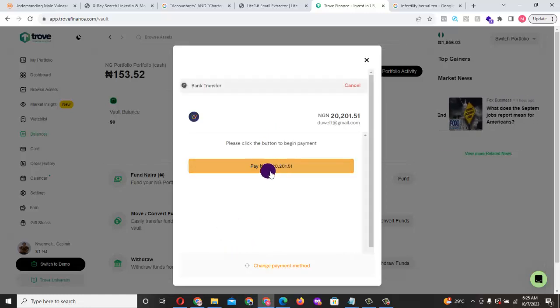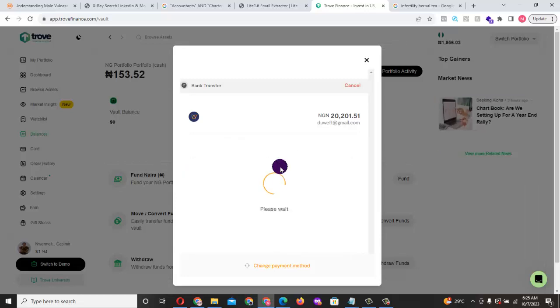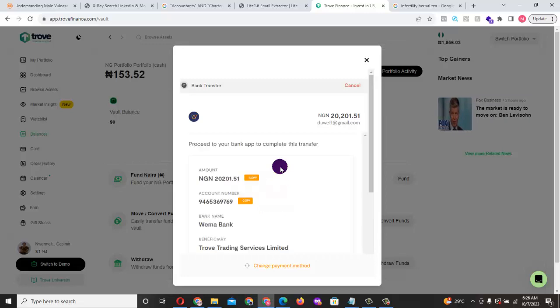Okay, good. So how much am I paying? I'm going to be paying 20,201 naira 51 kobo. So I'll click on it. That will generate an account for me. Then I will log into my mobile bank account. This particular account, which is Wema Bank, is unique and specially made for me. I will use it to do this transaction, and once I pay into this account, the money will reflect in my Trove stock account. So I'll go ahead and do the transfer.